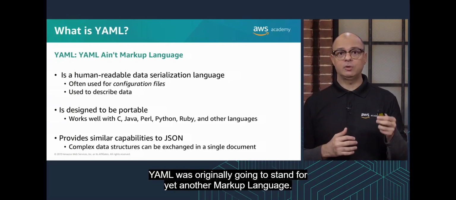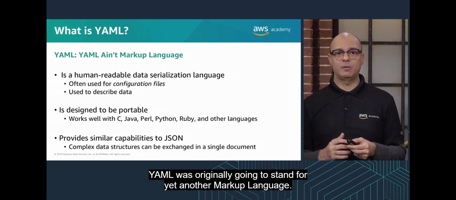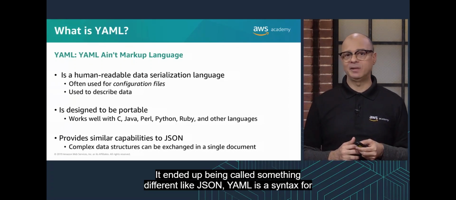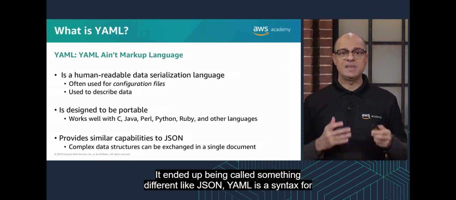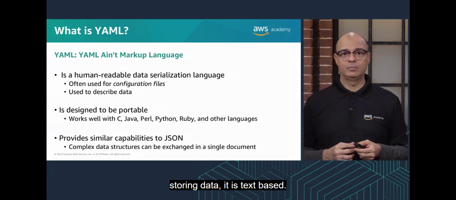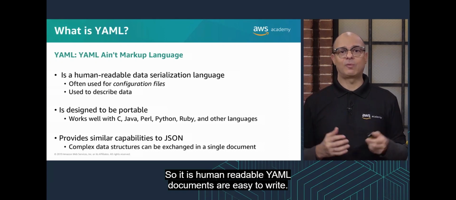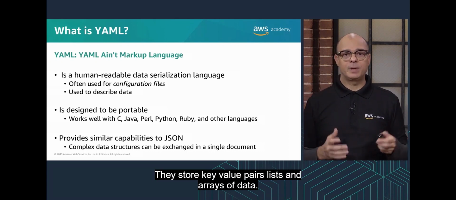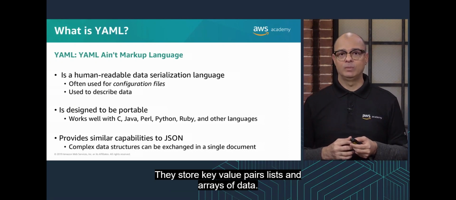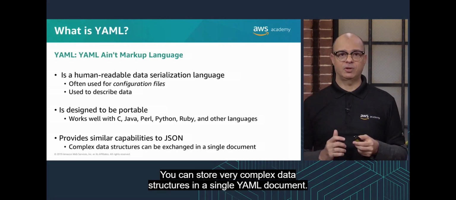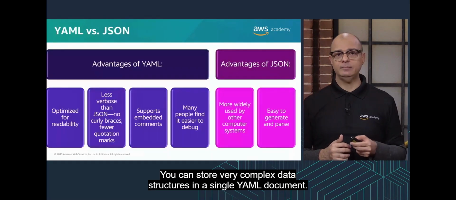YAML was originally going to stand for yet another markup language. It ended up being called something different. Like JSON, YAML is a syntax for storing data. It is text-based, so it is human readable. YAML documents are easy to write. They store key value pairs, lists, and arrays of data. You can store very complex data structures in a single YAML document.